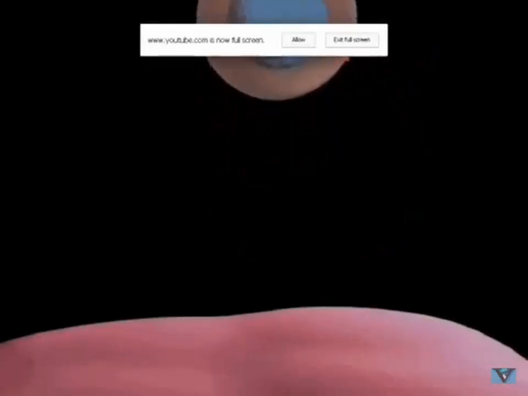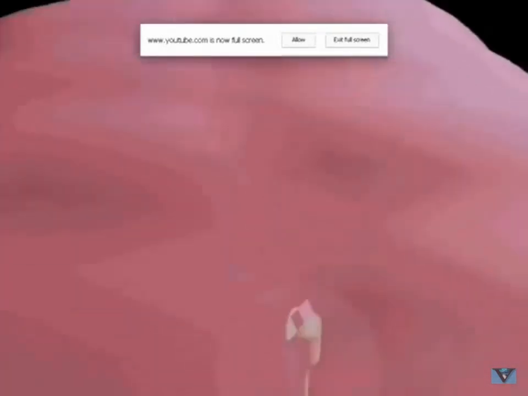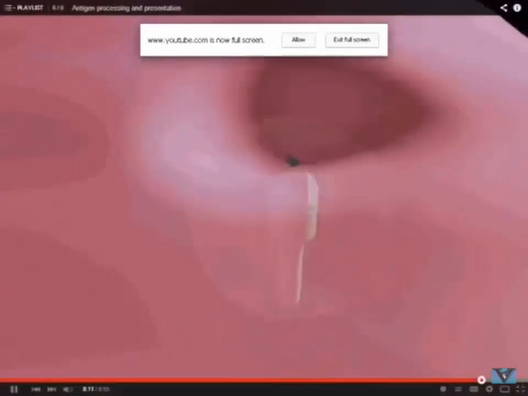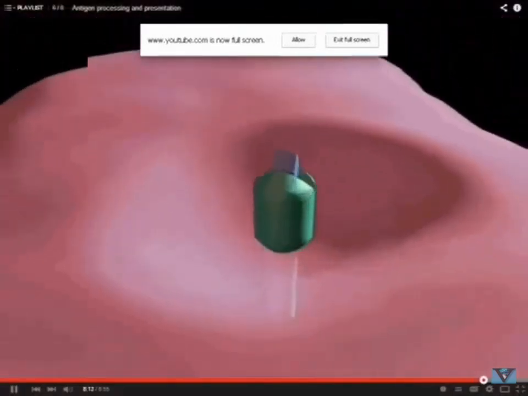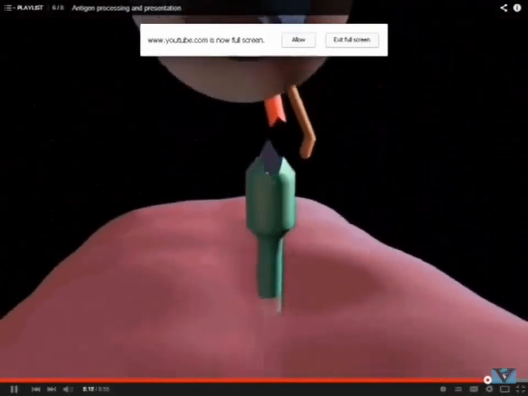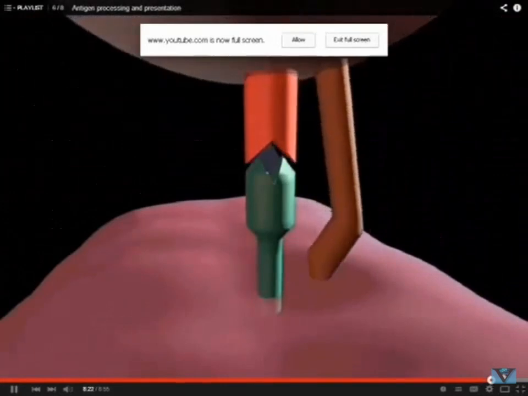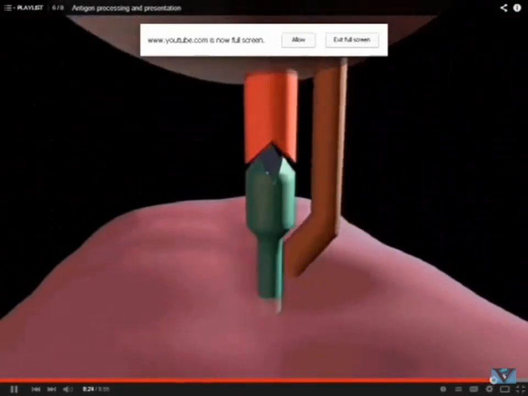So now, what do we have? This is a cytotoxic T cell with what kind of receptor? CD8. Beautiful. This is our infected cell with the class 1 MHC with an antigen bound to it, an antigen fragment. There's our CD8 receptor. There we go. So now what's going to happen?